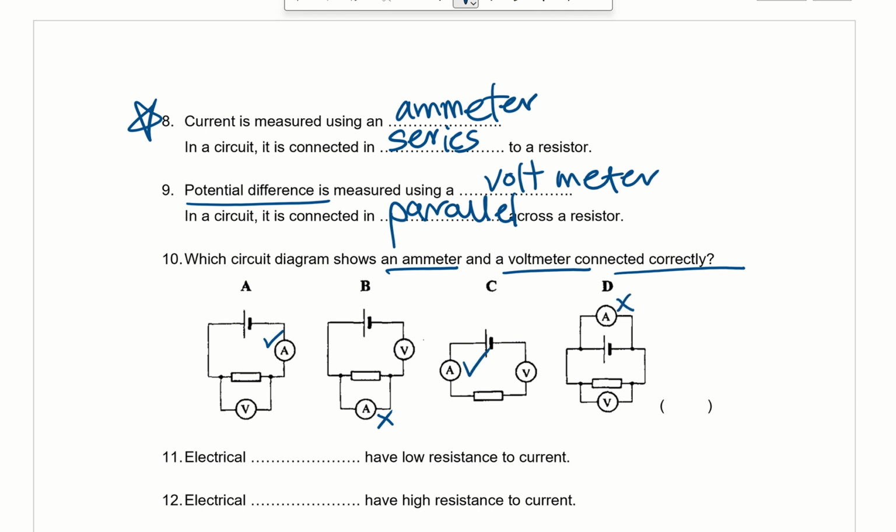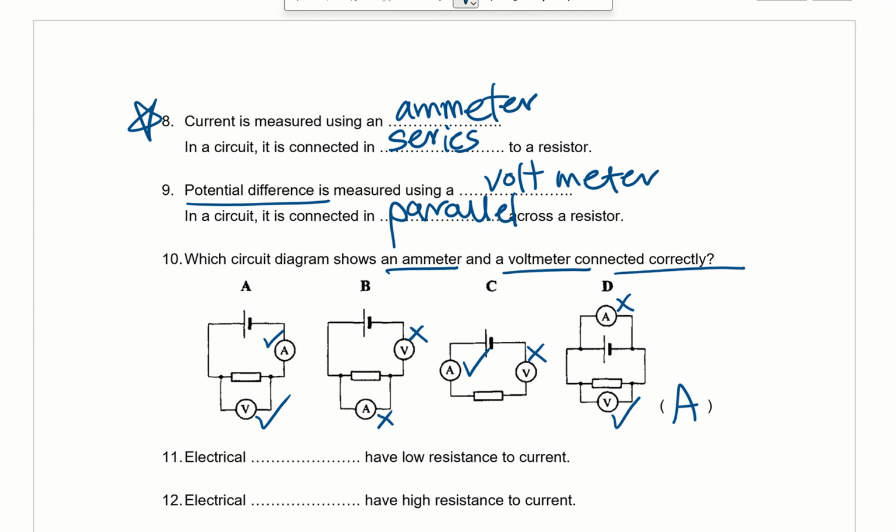This is in parallel. So I'm marking out the correct or the wrong position of the ammeter in the 4 options. For voltmeter, it must be connected in parallel, so this is correct. This is in series for the voltmeter, so it's wrong. Similarly for this, it is correct. So the answer is A.